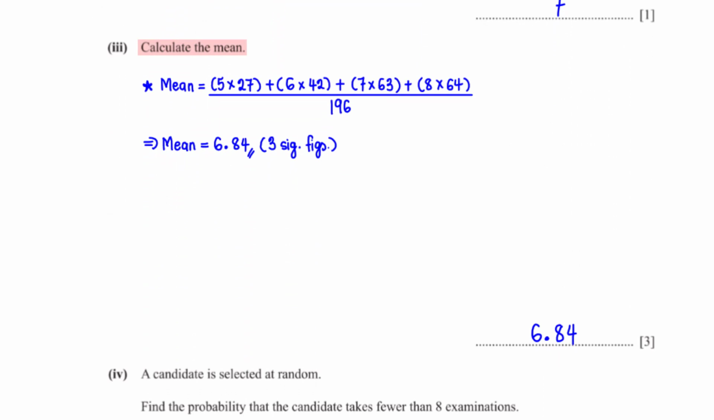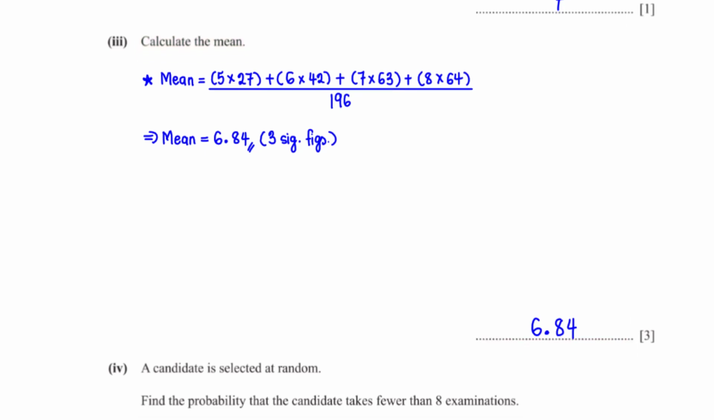Calculate the mean. The mean is equal to the number of examinations taken by the candidates, which is 5 times 27 plus 6 times 42 plus 7 times 63 plus 8 times 64, divided by the total number of candidates, which is 196. When we type this into the calculator, we get 6.84 rounded to 3 significant figures.